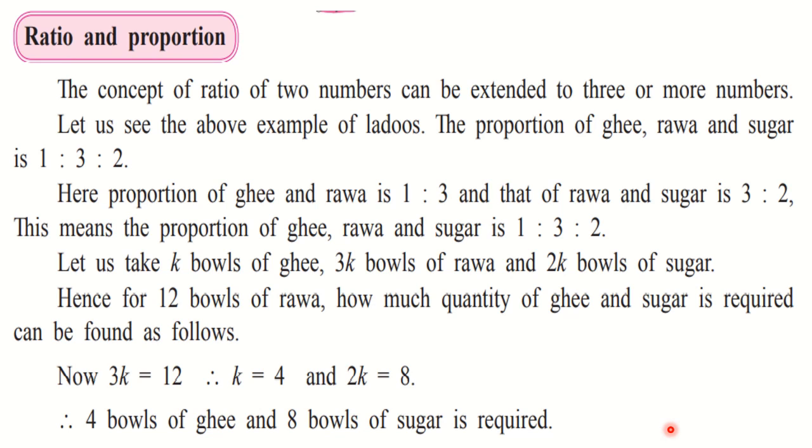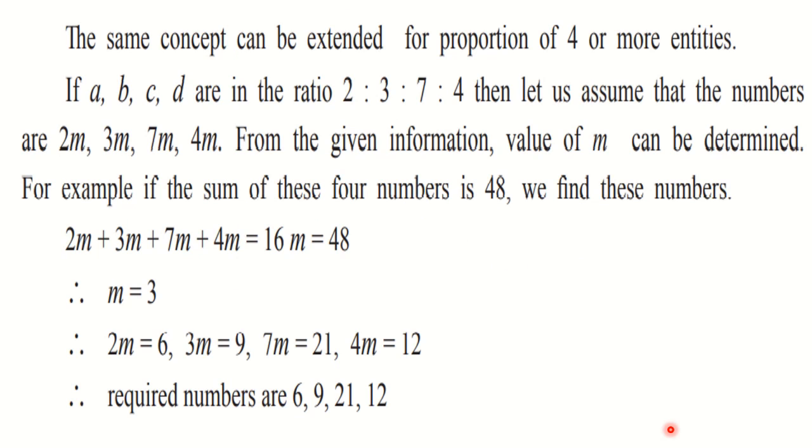Let us think about 4 numbers now. We are extending the same concept of proportion for 4 numbers, and we can continue further for more entities also, 5 numbers, 6 numbers. So let us think about the 4 numbers a, b, c, d, and their proportion is given as 2:3:7:4. Since this is a proportion we have to think of some common multiple, and here the common multiple is taken as m. So the numbers will become 2m, 3m, 7m and 4m.